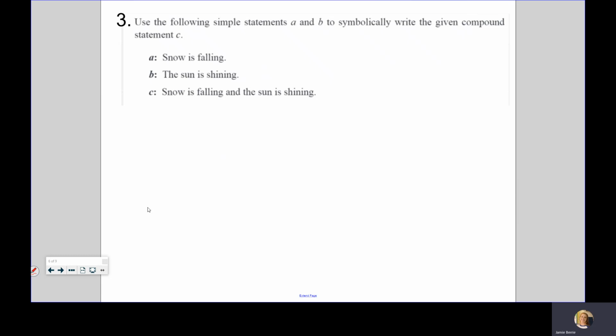All you're going to do here is take your compound statement and break it up into its parts. So statement C says snow is falling. That's the statement A. Then we have that connective word and, which we know uses that little upside down V symbol. And then we have the sun is shining, which is the statement B. That's it. So you could write the compound statement C is A and B.